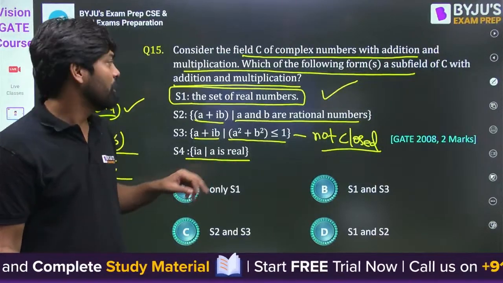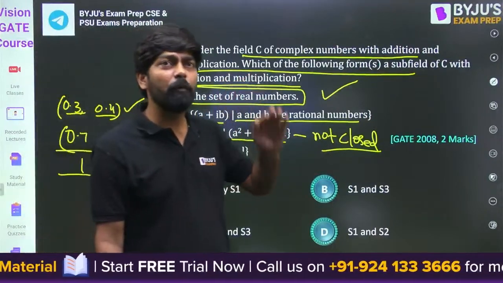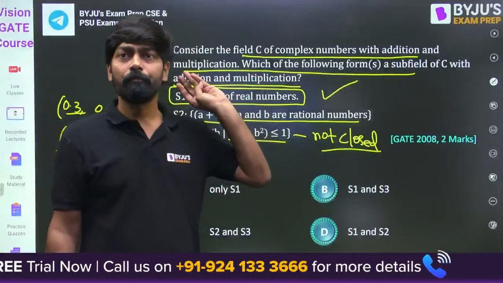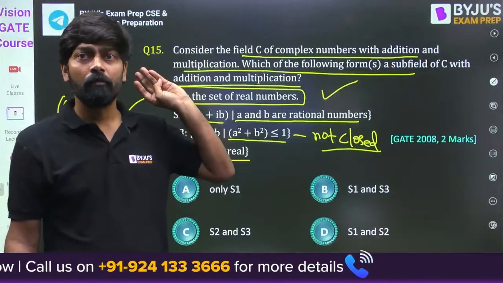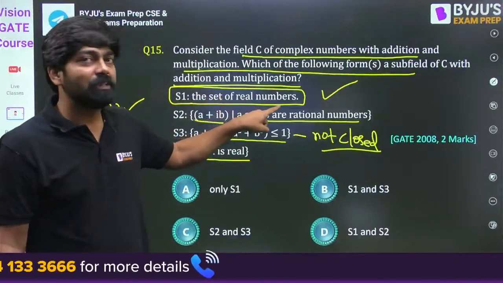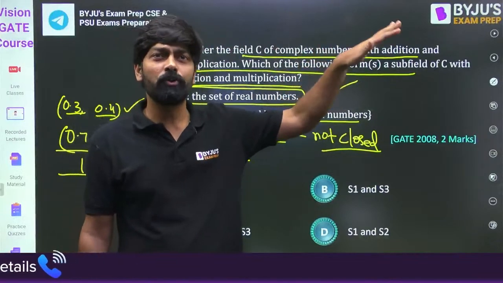Now if you talk about this one, for a subfield all the properties should be there. Like I told you, first is closure. Definitely I will explain. See clearly, set of real numbers: is it closed or not? If you add two real numbers or multiply two real numbers, it is closed.